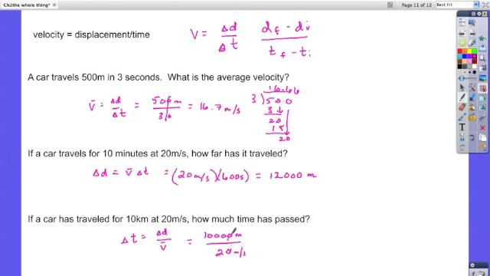So cancel those zeros. Well, 2 goes into 1,000, 500 seconds has passed. All right, pretty straightforward.